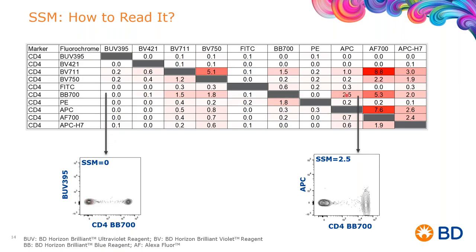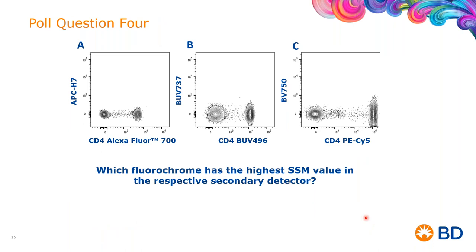But when we go to 2.5, now you can appreciate that there's more spread. And as such, we use this color coding to tell us, hey, be careful if you're using BB700 and APC together, you might have spread. Okay, great. So to level set, let's launch a poll question.